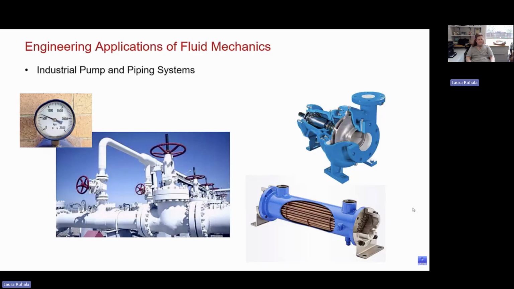Industrial pump and piping systems also involve fluid mechanics principles. So, for example, here you might be selecting a pump in order to get the desired amount of flow rate, or you might be sizing the piping so you don't have too much pressure drop along the pipe. We'll get into some of these issues in detail in this course.